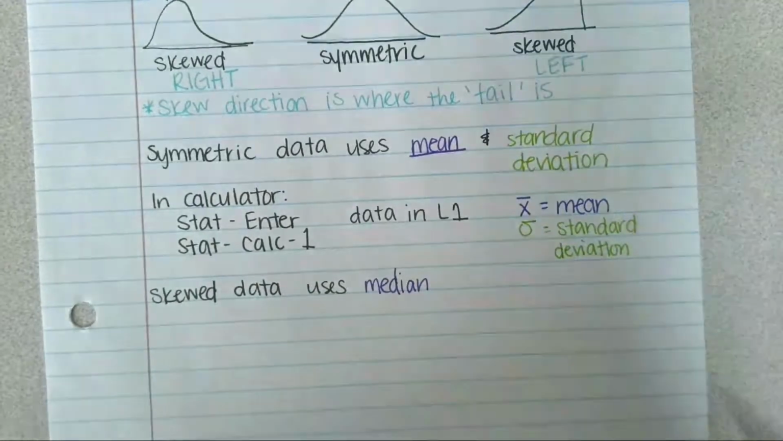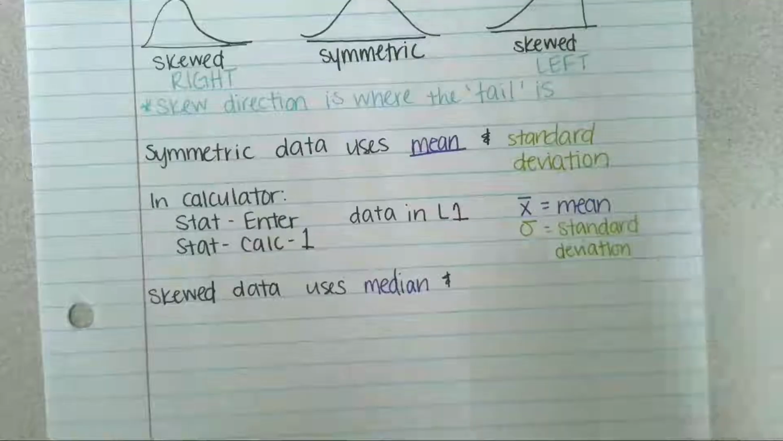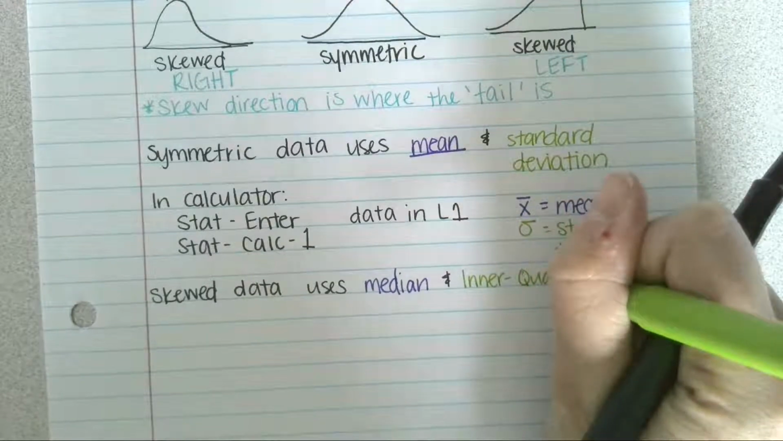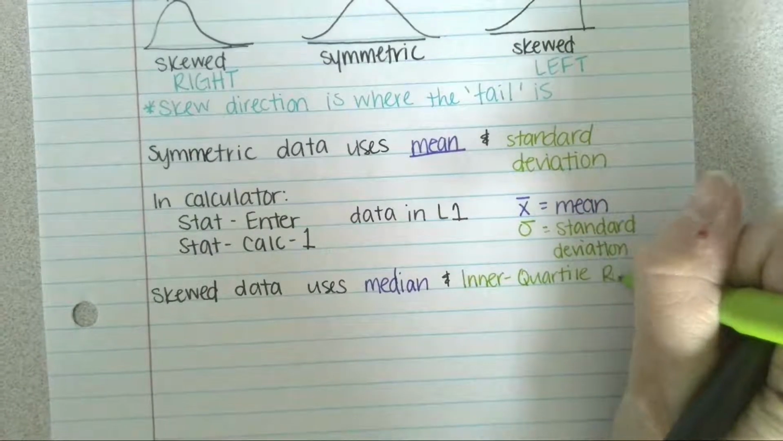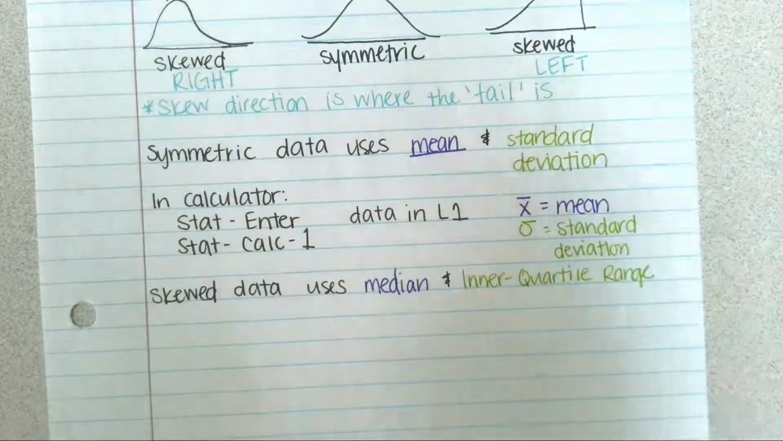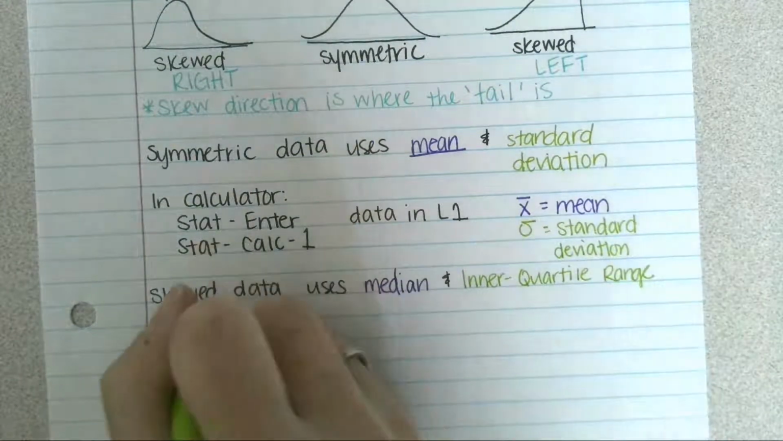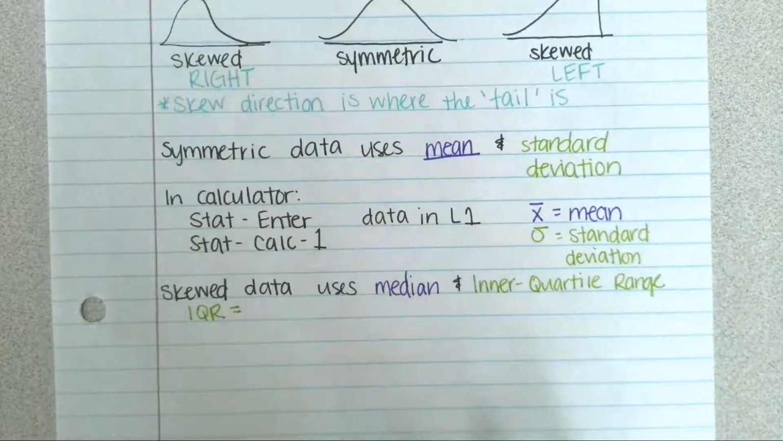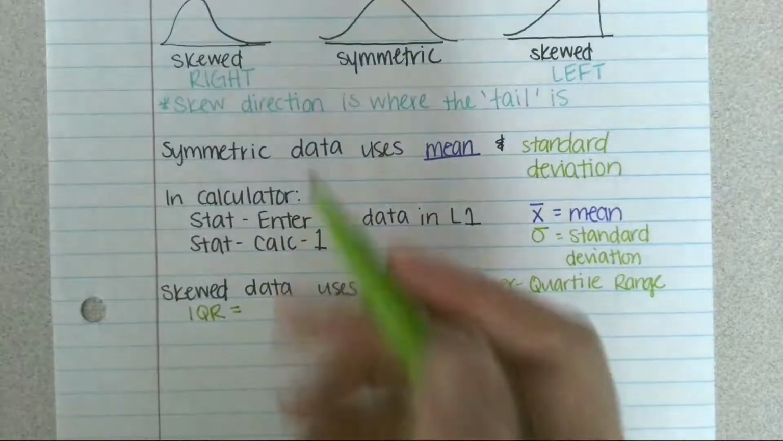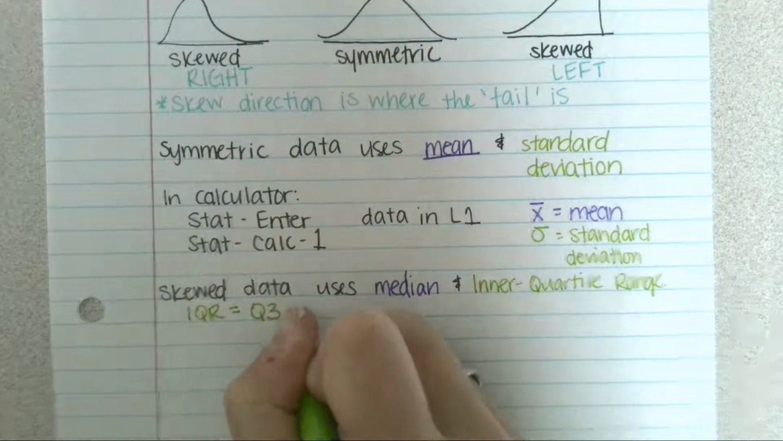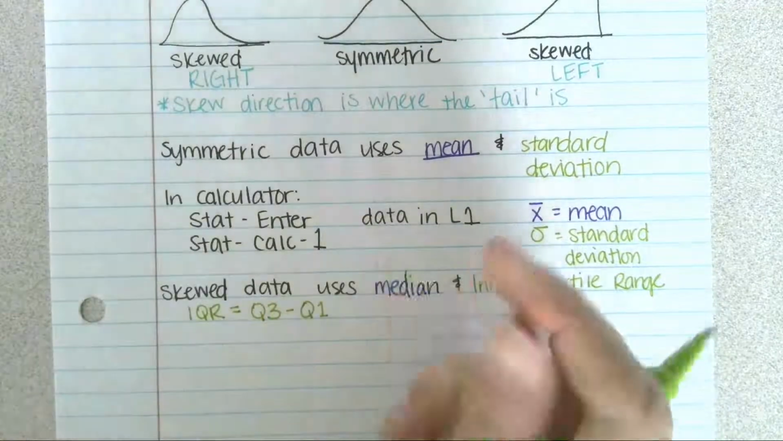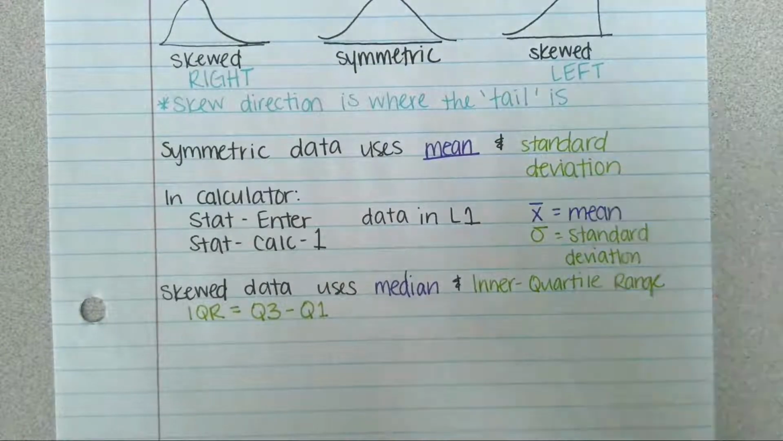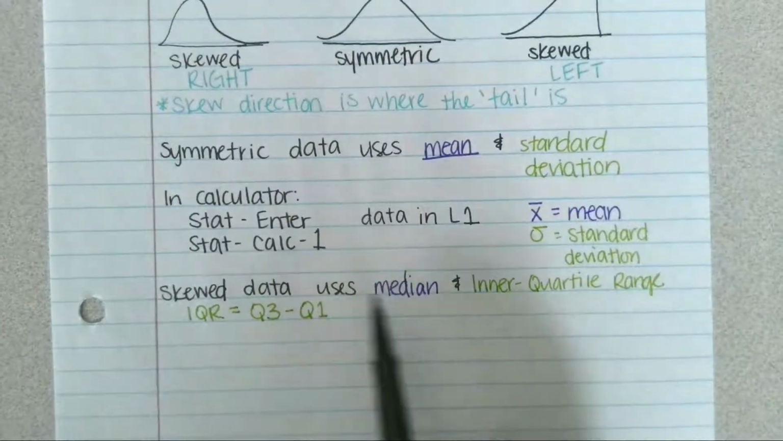And then for our measure of spread, we're going to use something called the interquartile range, or IQR for short. To find IQR, we're going to use values from our 5-number summary. Remember, from a box plot, we're just going to take Q3 and subtract Q1. That actually tells me how wide my box is in my box and whisker plot. So skewed data is going to use median and IQR.